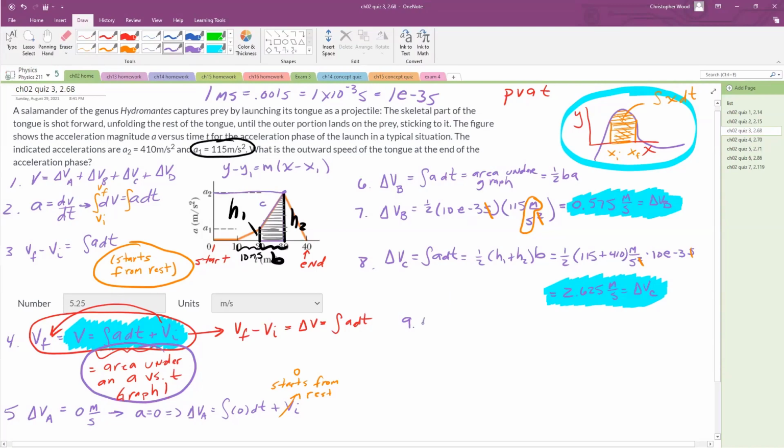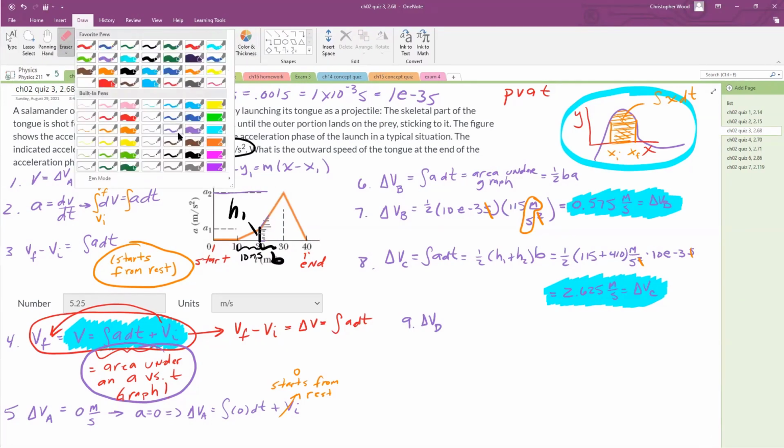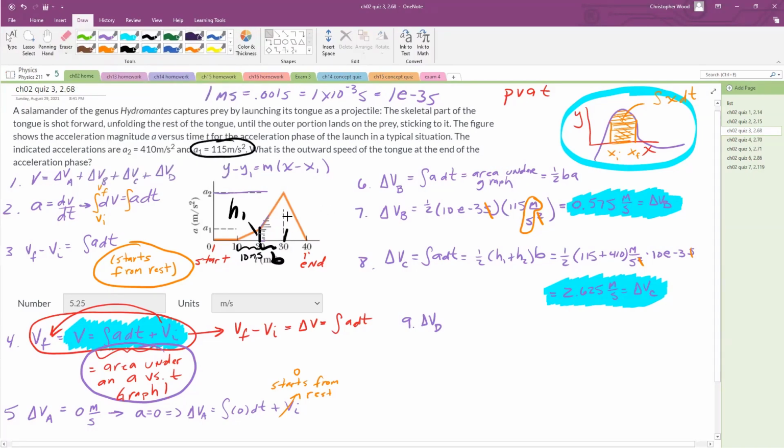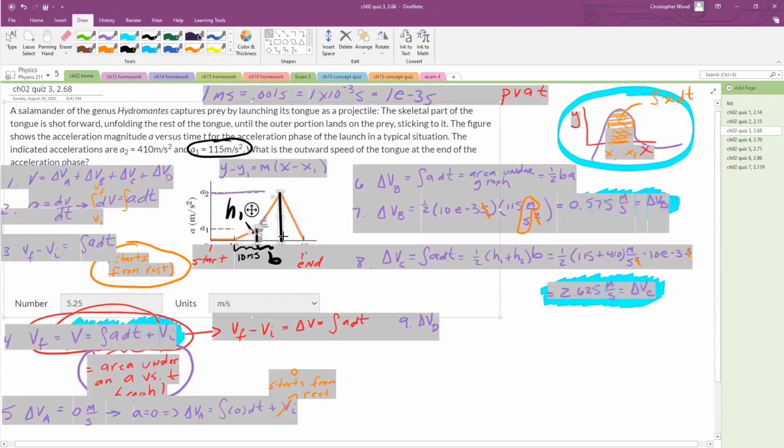So the last one, change in velocity for segment D. Here's segment D, one more to go. So this is a triangle again, and I know how to calculate the area of a triangle. This is the triangle I'm after. This is the triangle corresponding to segment D.